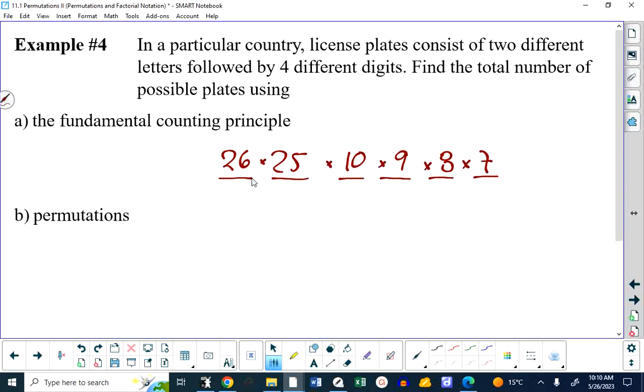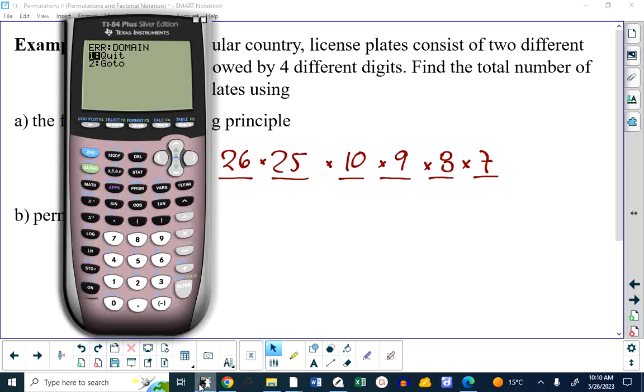Are you with me on what I'm doing there? Different letters, different digits. 25 times 26 for the letters times 90 times 56. That's just the way my brain operates. I'm just multiplying them in groups. You should be getting 3,276,000. Am I right?